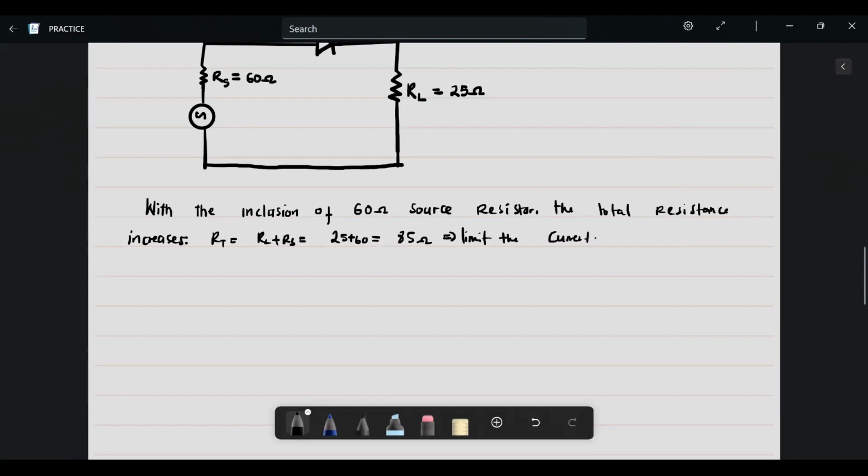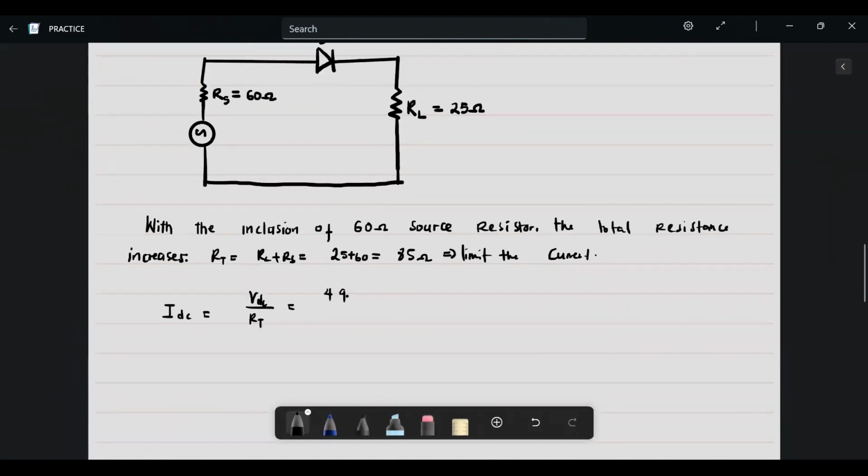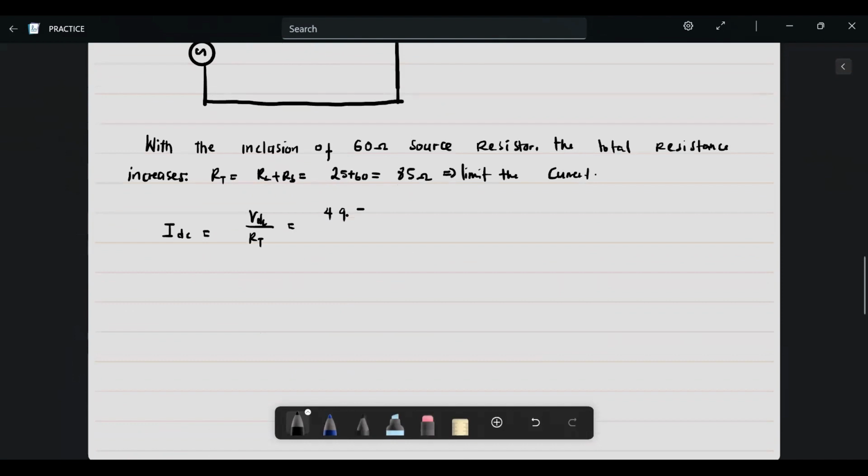Okay. So let's see now, what will be this new IDC current? So the VDC is still the same, 9.52, divided by R total. R total is now 85 ohms, right? Okay, so let's see. For 9.52 divided by 85, we have current now in the circuit equal to 0.583.